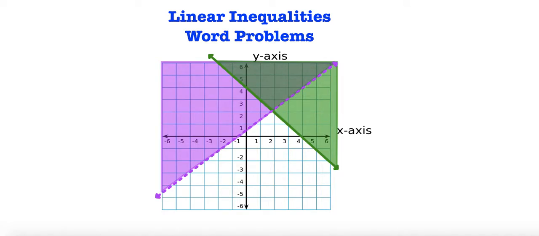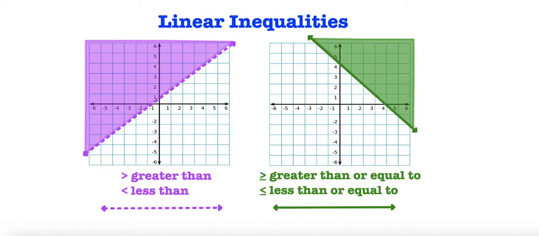Hello, mathematicians. Today we're going to be learning about linear inequalities, and more specifically, we're going to be working with word problems that have linear inequalities. So remember that if we have a linear inequality with a greater than or less than sign, we're going to use a dotted line because any coordinate that is on this line is not included as a solution to our inequality.